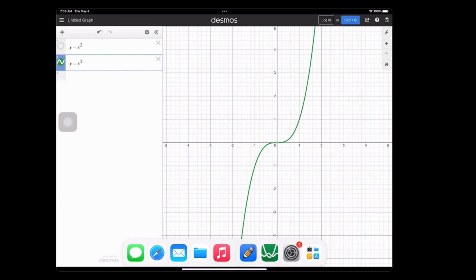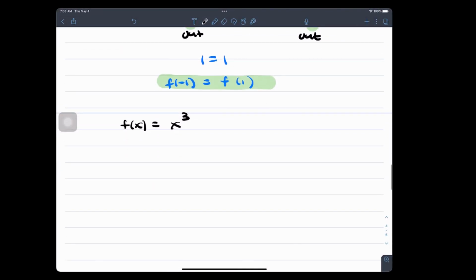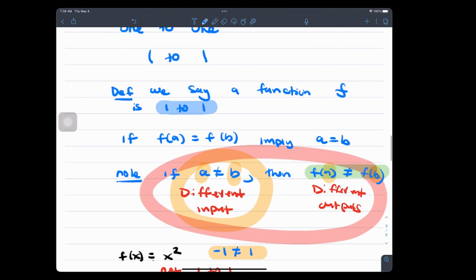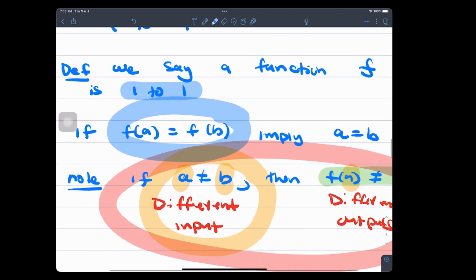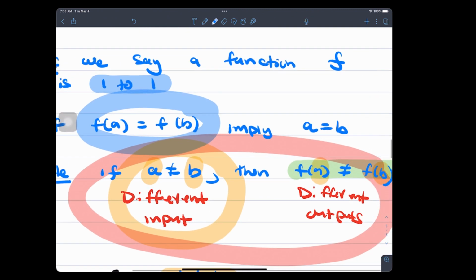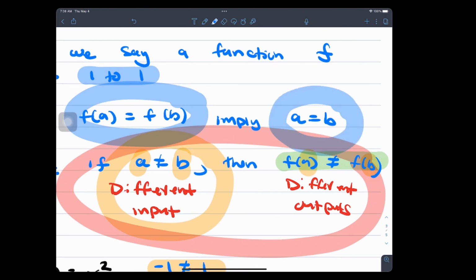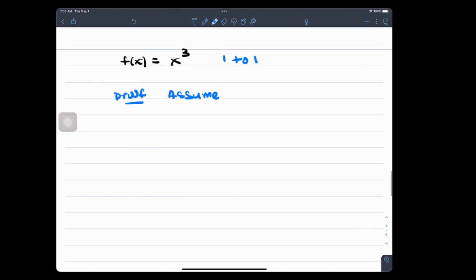Is that function one-to-one? Some of you know where I'm going with this. This function is one-to-one. I can prove it to you. The proof uses the equivalent version here. This is an if-then statement, so I get to assume f of a is equal to f of b, and I have to show that a must be b. If I assume f of a equals f of b, that means a cubed equals b cubed. Remember, I have to guarantee a is b. This is where I'm going with this.